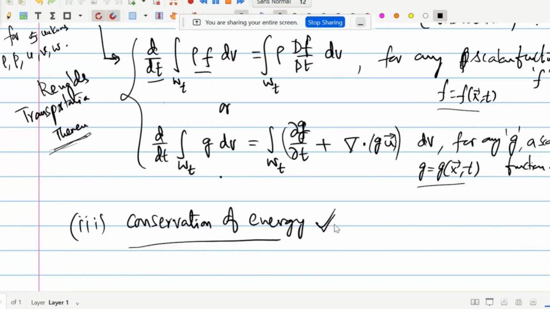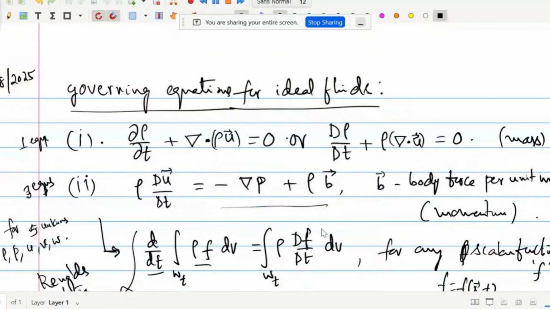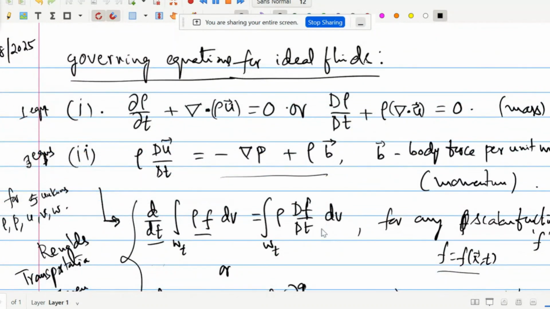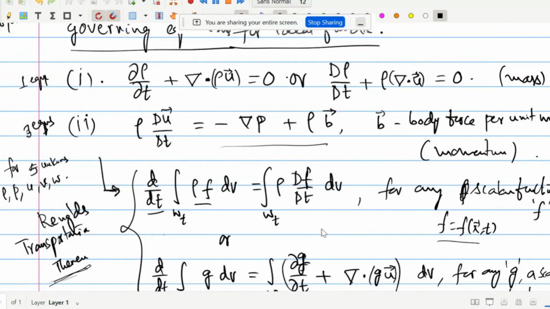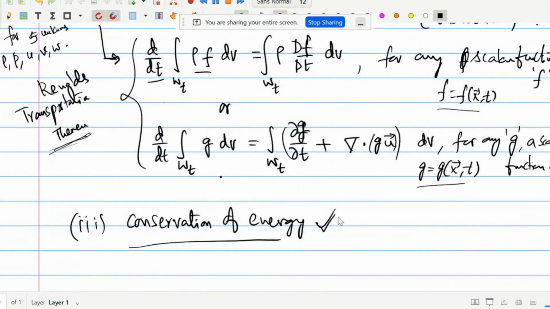When you derive conservation of energy for an incompressible fluid, you will observe that it is nothing but something you can derive from your second equation. You are actually not gaining anything once you know this momentum equation. From that you can derive conservation of energy for incompressible fluids. So then where is the third equation? Where is that fifth equation?